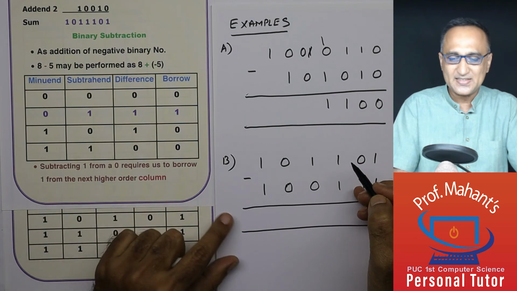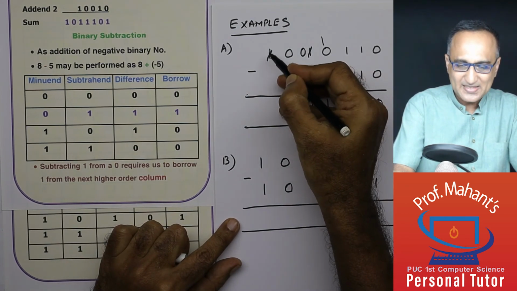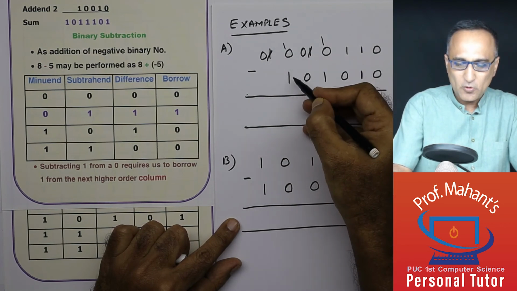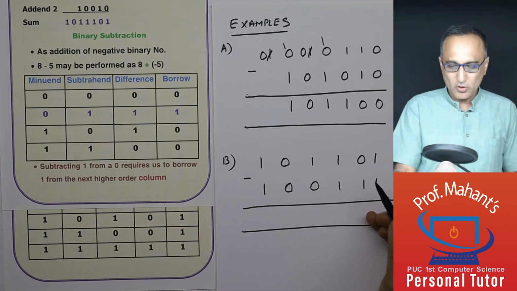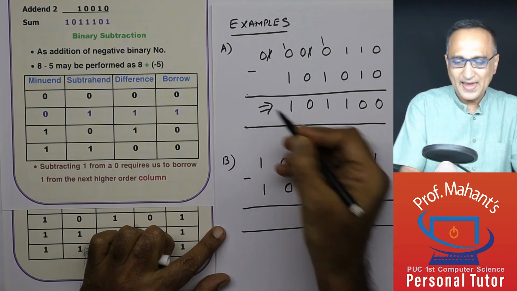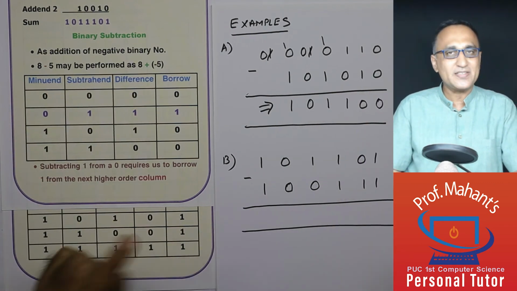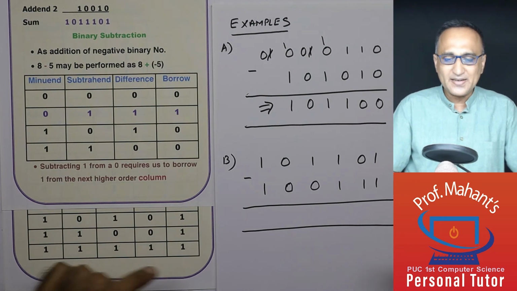You need to understand this step. 0 minus 0, 0. Now again this fellow becomes 0. I borrow 1 here. 10 minus 1 is going to be 1 with a borrow of 0. So this is your answer. So you have to look at this table and do the subtraction. It's a good idea to do a few examples to get better confidence and clarity.